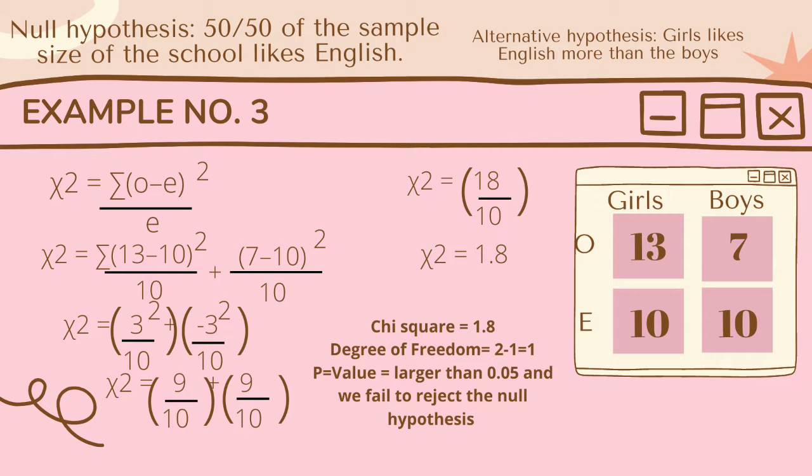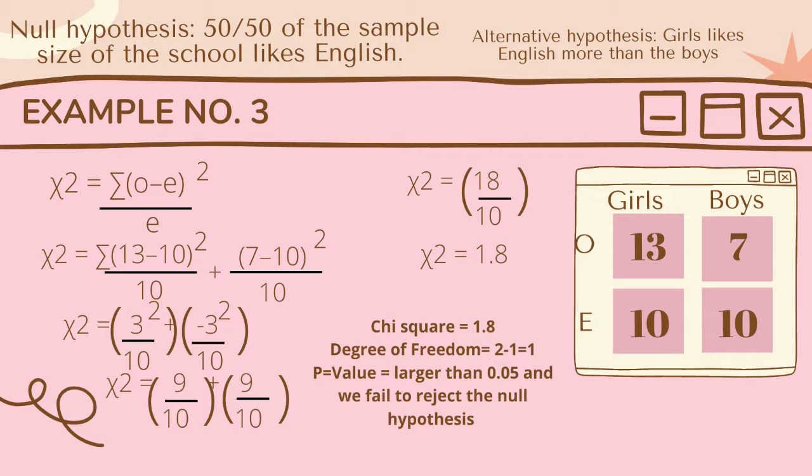So now, we are here on our third example. Our null hypothesis is that 50 over 50 of the sample size of the school likes English, while our alternative hypothesis is that girls likes English more than the boys. So before we proceed, we need to know what is null hypothesis and alternative hypothesis. So the null hypothesis assumes that there is no association between the two variables, while the alternative hypothesis assumes that there is an association between the two variables.